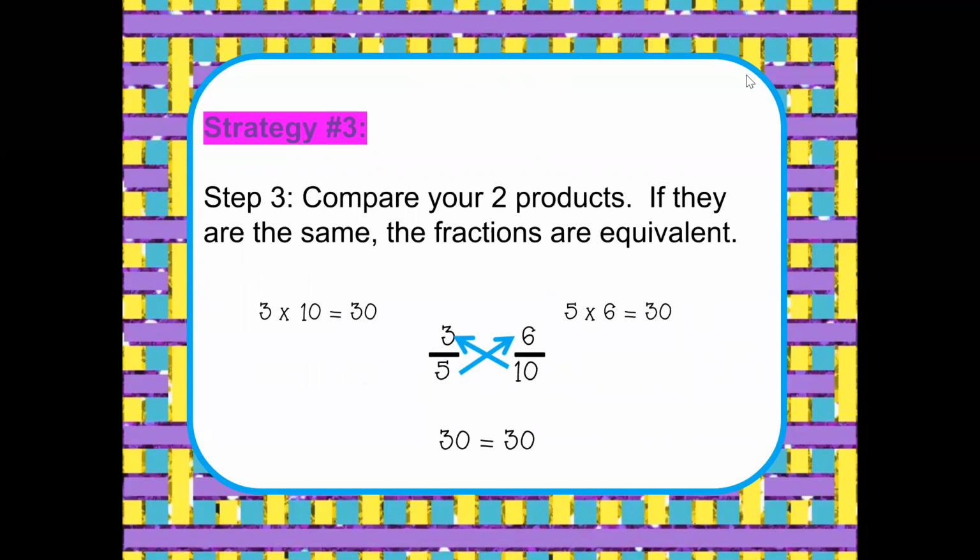Step 3, you're going to compare your 2 products, or answers to your multiplication problems. We had 3 times 10, 5 times 6. Both products are 30. So this 30 equals 30, indeed. So 3/5 equals 6/10.